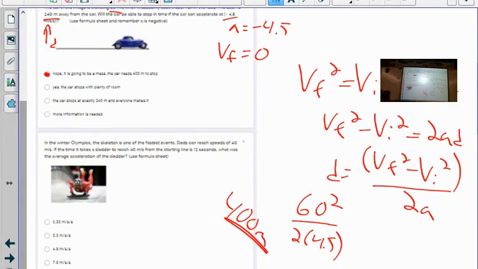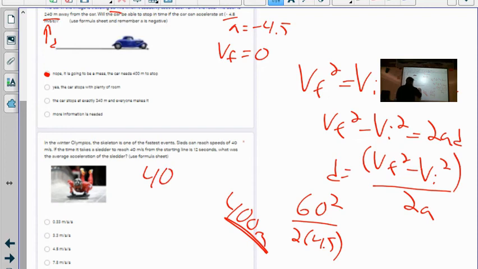On this one, it is the Winter Olympics, and you're trying to figure out the acceleration. In the Winter Olympics, the skeleton is one of the fastest events. Sleds can reach speeds of 40 meters per second. If the time it takes the sledder to reach 40 meters per second from the starting line is 12 seconds, what is the average acceleration?